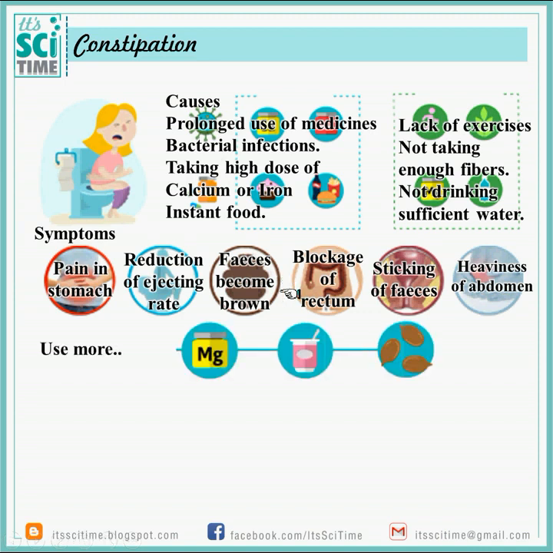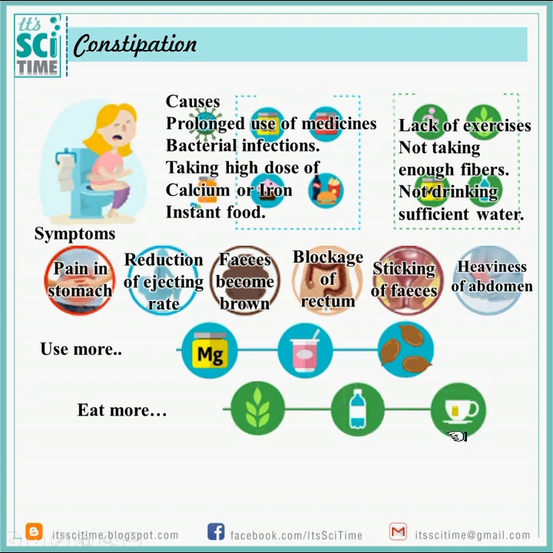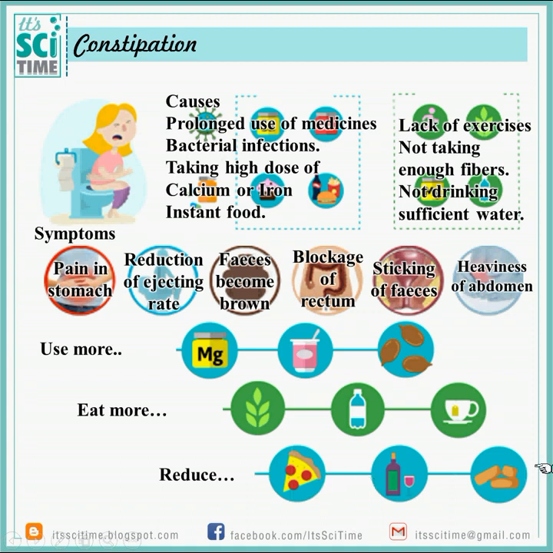First, eat more magnesium-containing food and more healthy food, like food with more fiber, seeds and such things. Eat or drink more water or liquid food, eat fibrous food, and reduce instant food, alcoholic beverages and such things to avoid constipation. Right.